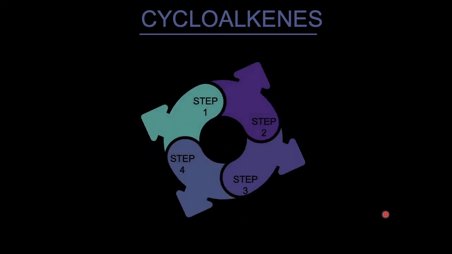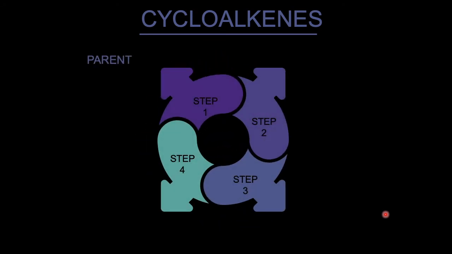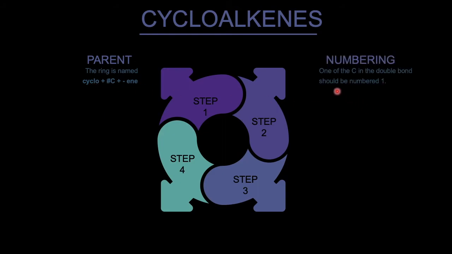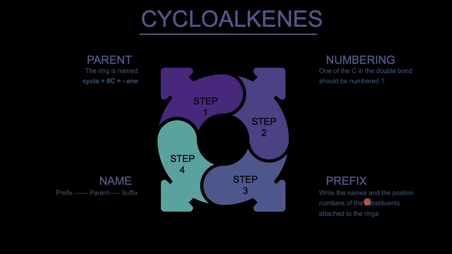Now what happens if you have cycloalkenes? The same steps follow, except that the parent now itself is the cyclic chain. So we add a prefix cyclo to it. Now this time the numbering is important because all the positions in the parent chain are not equivalent. Here the carbons which have double bonds should be given numbers 1. Then we attach all the prefixes for all the substituents with their numbers, and then we come up with the final names like we all know.